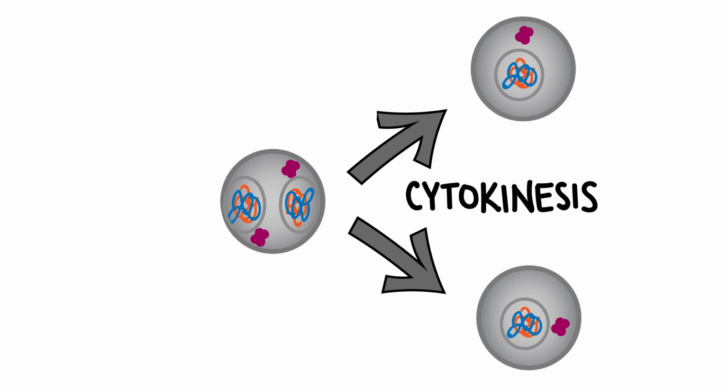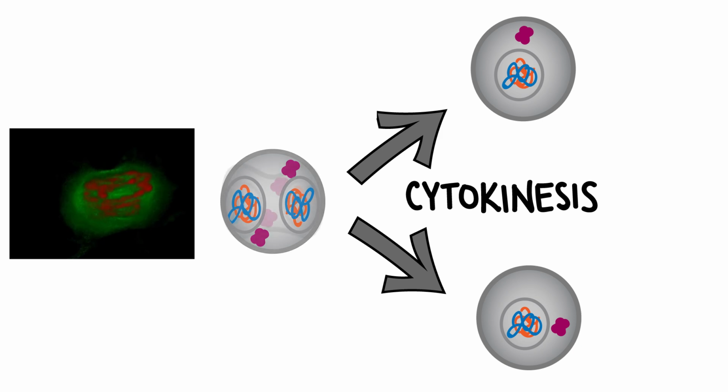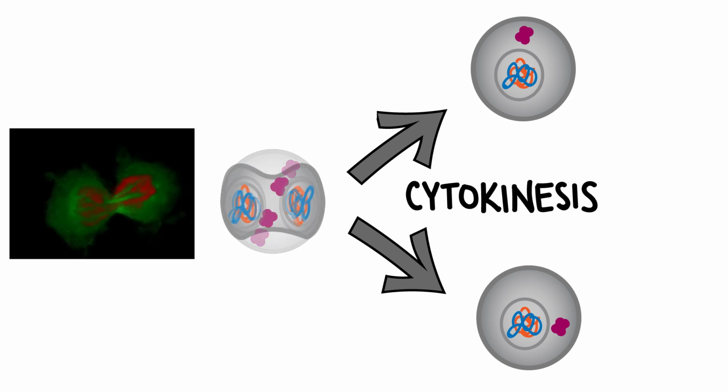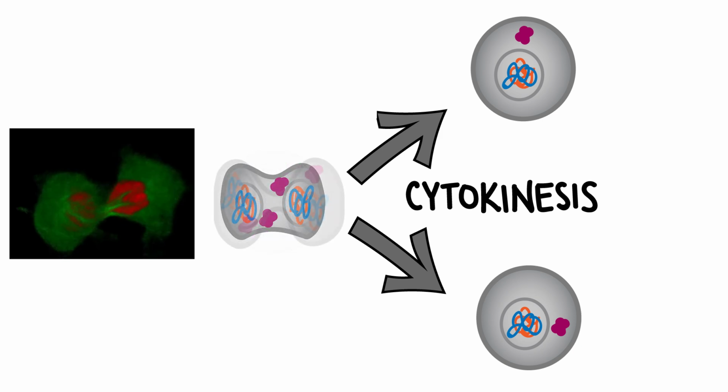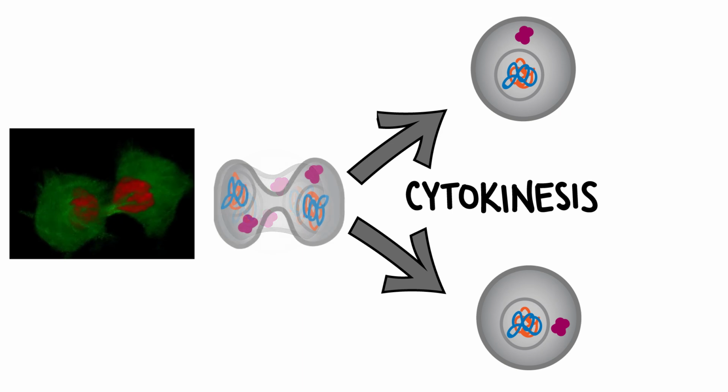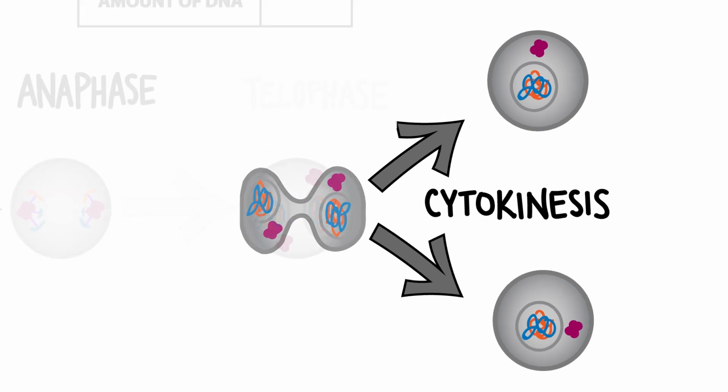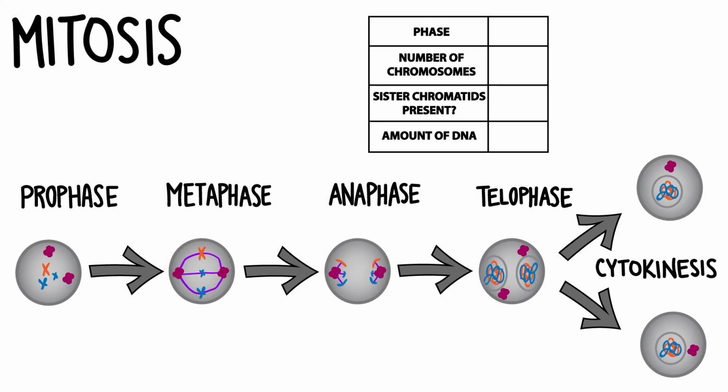Cytokinesis is not technically a phase of mitosis, but follows immediately afterward. During cytokinesis, the plasma membrane of the mother cell fuses in a way that physically separates the cytoplasm of the mother cell to form 2 daughter cells, each with their own nucleus and chromosomes. Now, how many chromosomes are currently in each daughter cell, and how many copies of the DNA? Try to fill out this table.